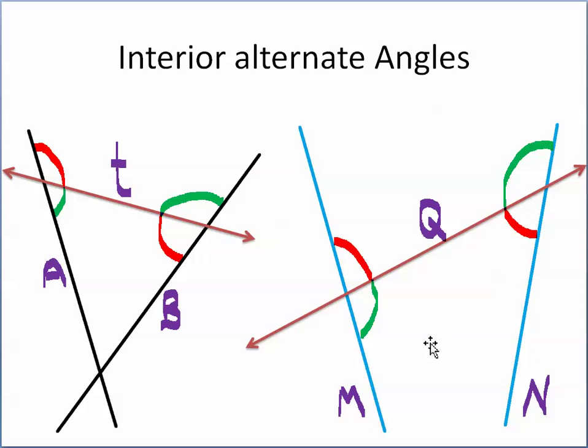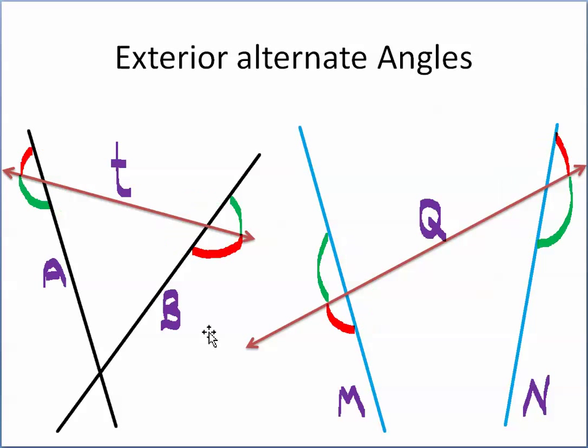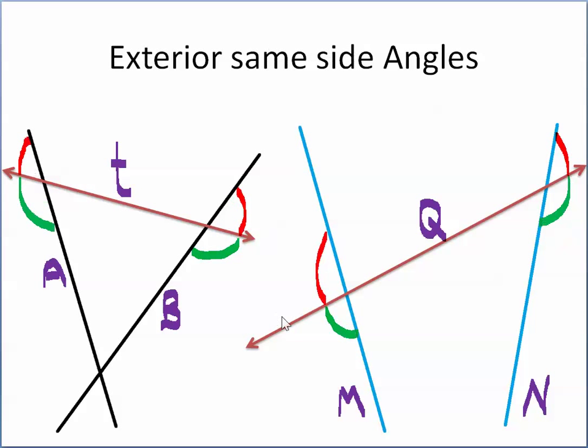Here we have interior alternate angles. The green is an interior alternate angle to this green, and the red is an interior alternate angle to this red. Here we have the exterior alternate angles. These are exterior angles, and more specifically, they are an alternate. So the green alternates on each side of the transversal line, and the red does the same thing.